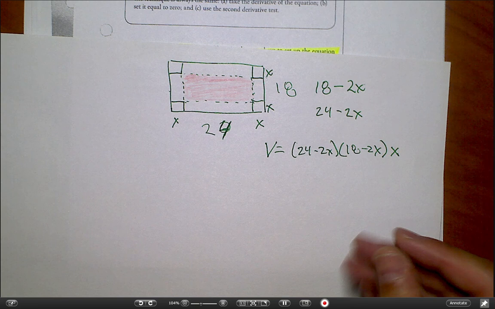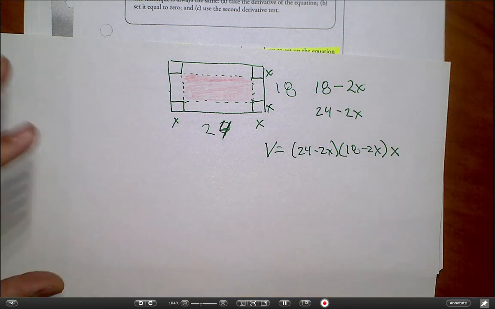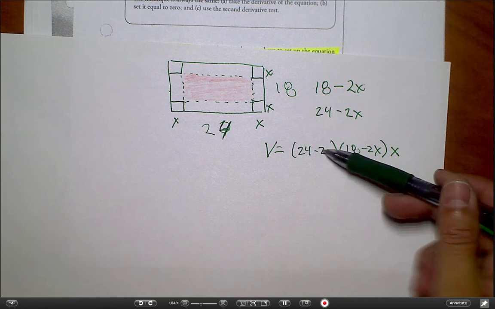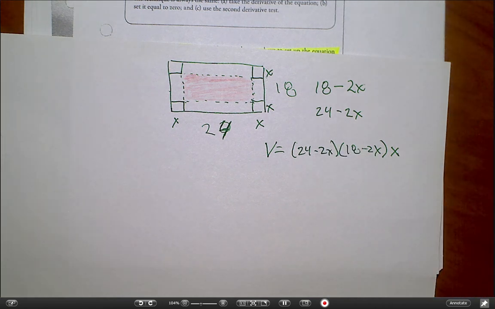Now, if I'm maximizing the volume, the maximum volume, that means I need to set the derivative equal to 0. I could do this a couple ways. I could go through and do the product rule a couple times here. Nah. Or let's do my distribution. I like distribution, it's actually going to go a lot quicker here.